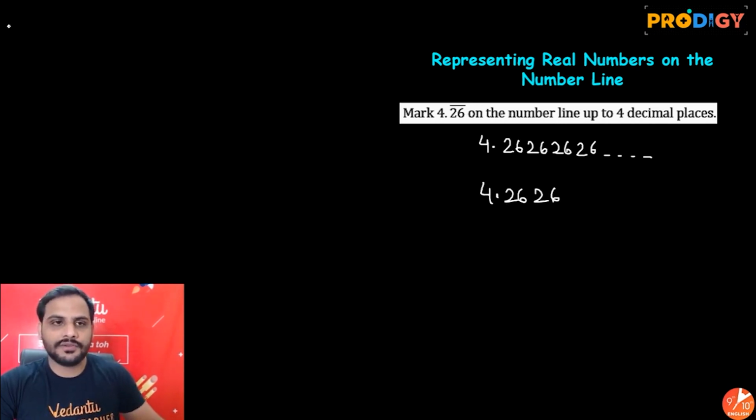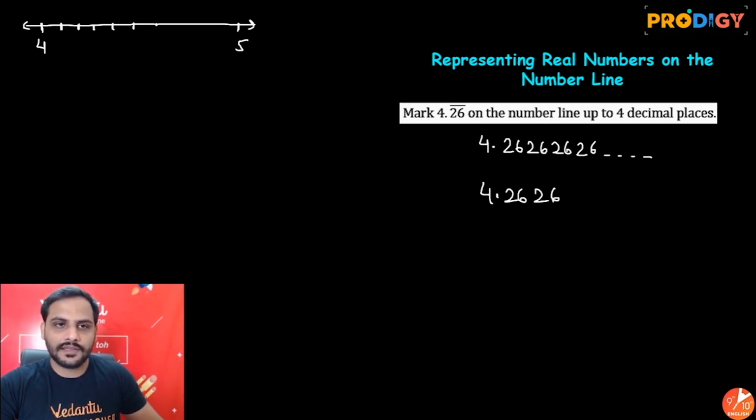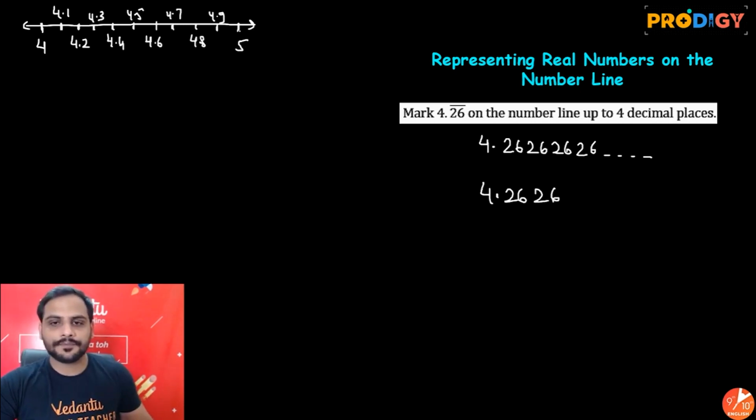So what we will do, first we draw a number line. Alright, suppose this is 4 here, this is 5 here. I know in between them there are 9 divisions. Here we will have 4.1, 4.2, 4.3, 4.4, 4.5, 4.6, 4.7, 4.8, 4.9, and this is your 5. Now I know 4.2626 will lie between 4.2 and 4.3.